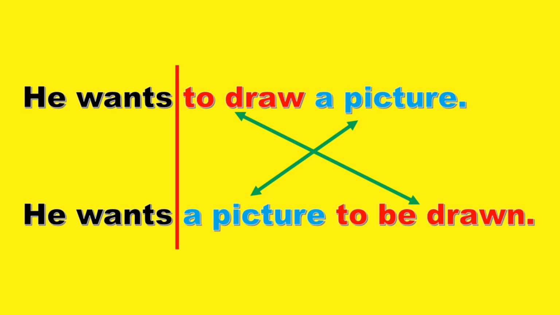Look at the sentence given here in active voice. It is he wants to draw a picture. Now here we have to note one thing. What is that? Although we have two verbs in the active voice, the first verb, that is the finite verb, doesn't have any object, but the second verb or the infinitive, that is to draw, has an object of its own, which is a picture.